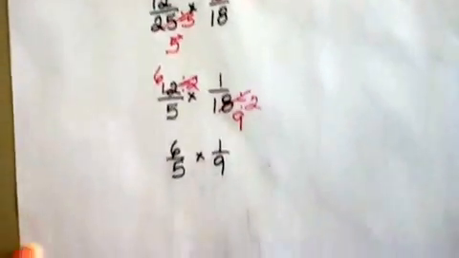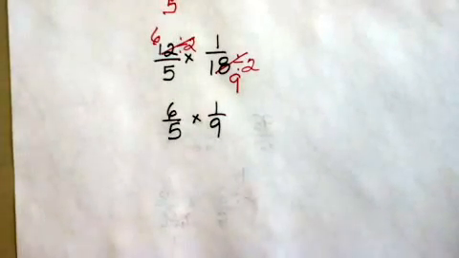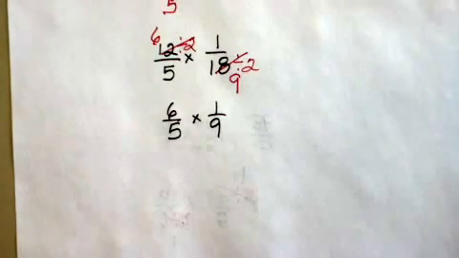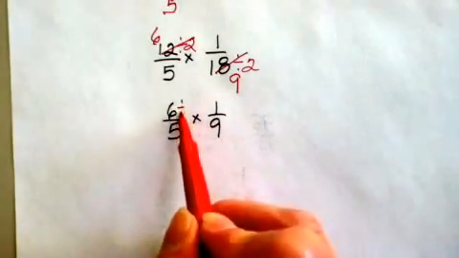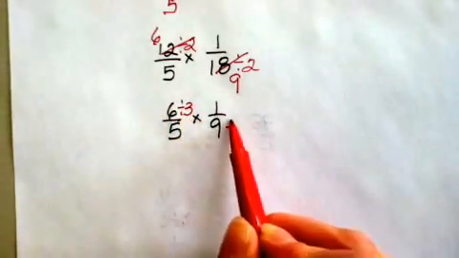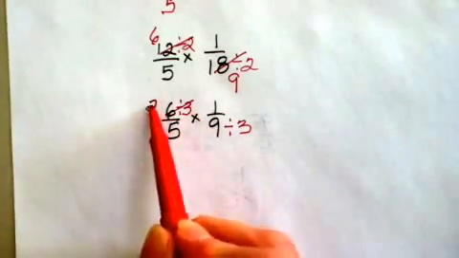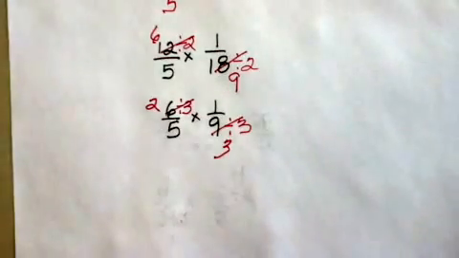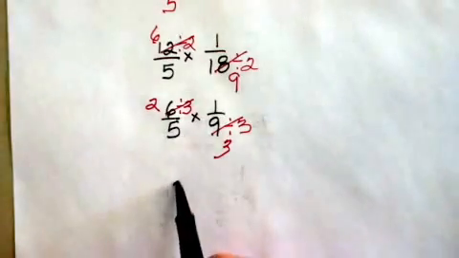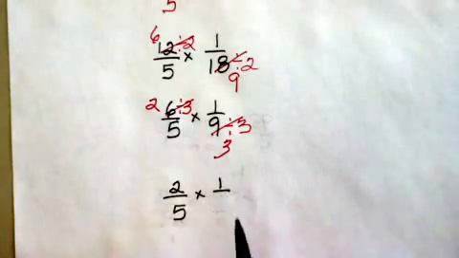And we repeat that process. Is there anything in the top and anything in the bottom that have something in common? Well, the 6 and the 9 can both be divided by 3. 6 divided by 3 is 2. 9 divided by 3 is 3. And my problem becomes 2 over 5 times 1 over 3.